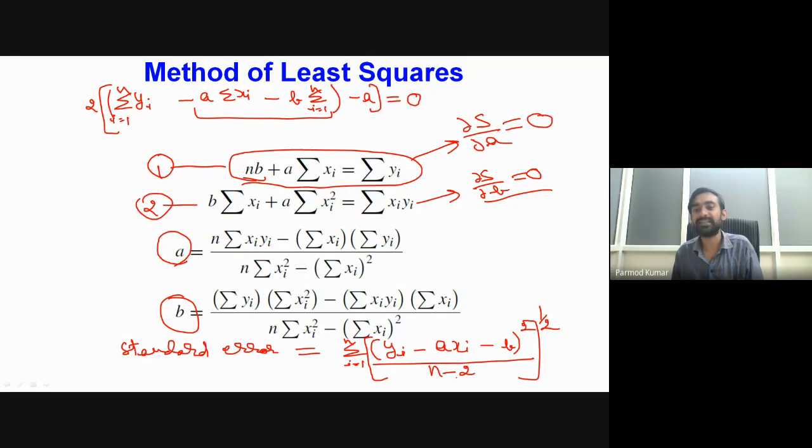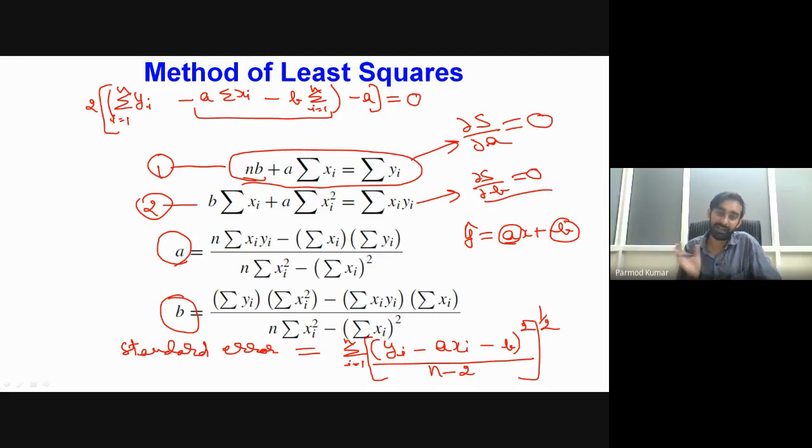I am considering this n minus 2 because in the linear equation we have taken, y cap equal to a x plus b, we have two coefficients a and b. So two of our data points have been employed in order to obtain these values of a and b. That is why two of the data points from our overall sample have become redundant.